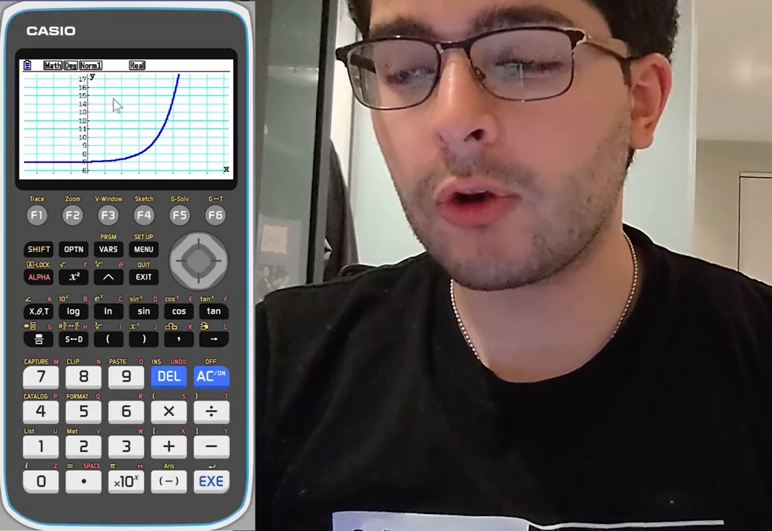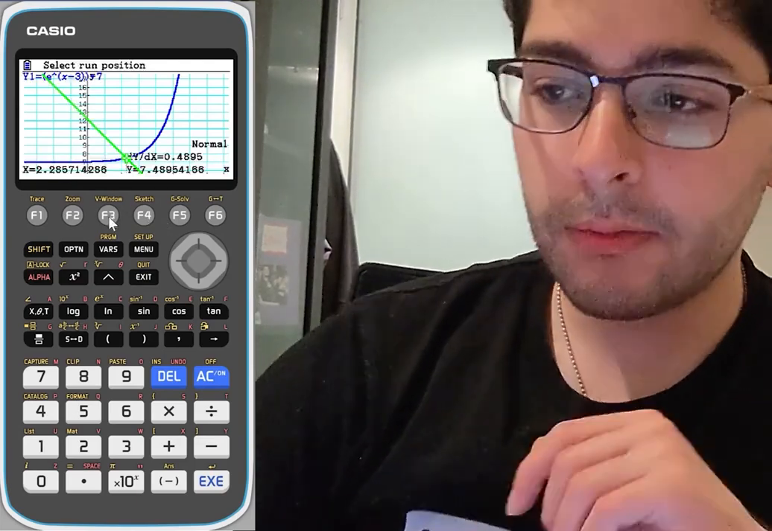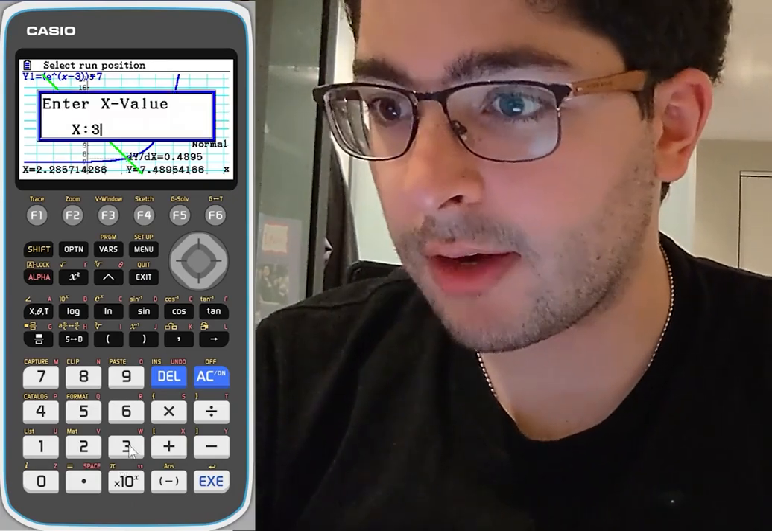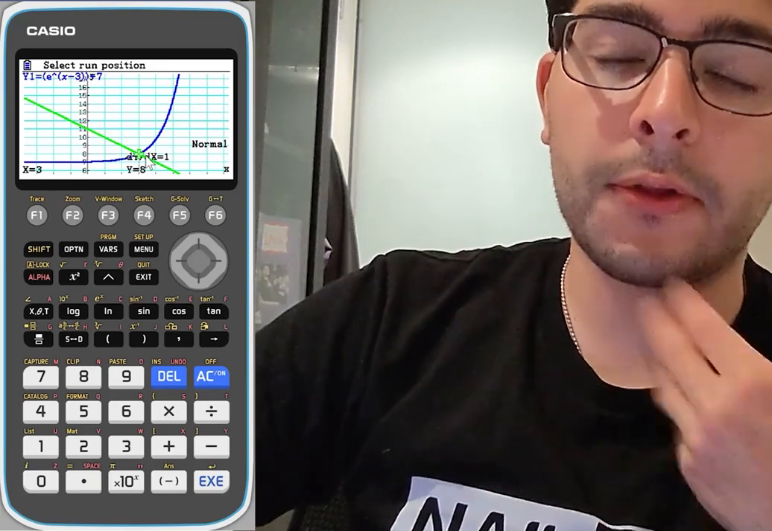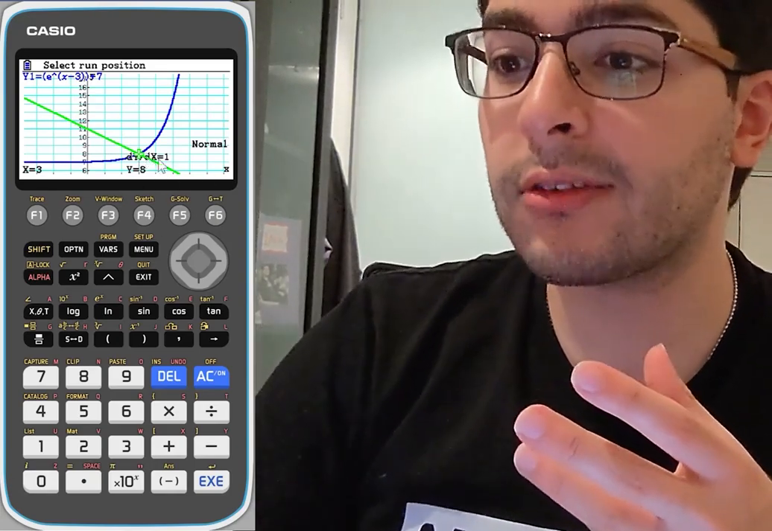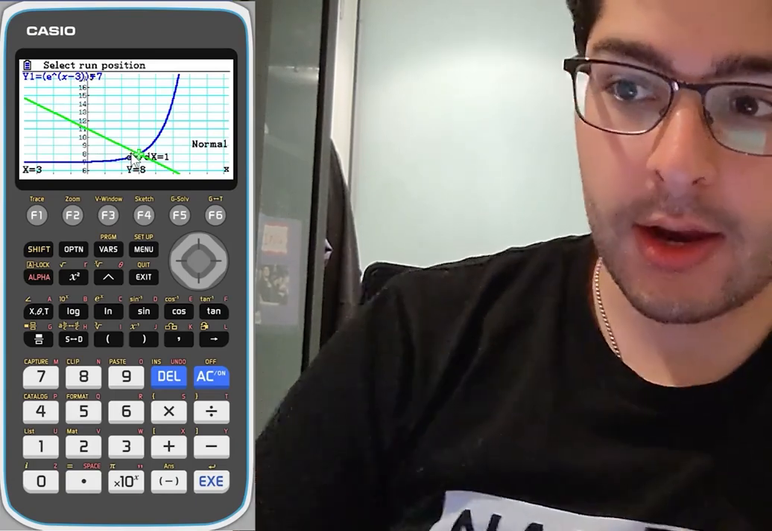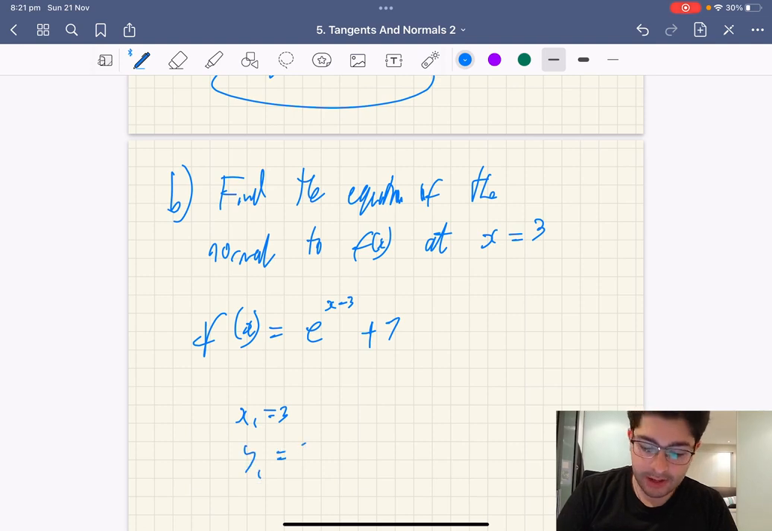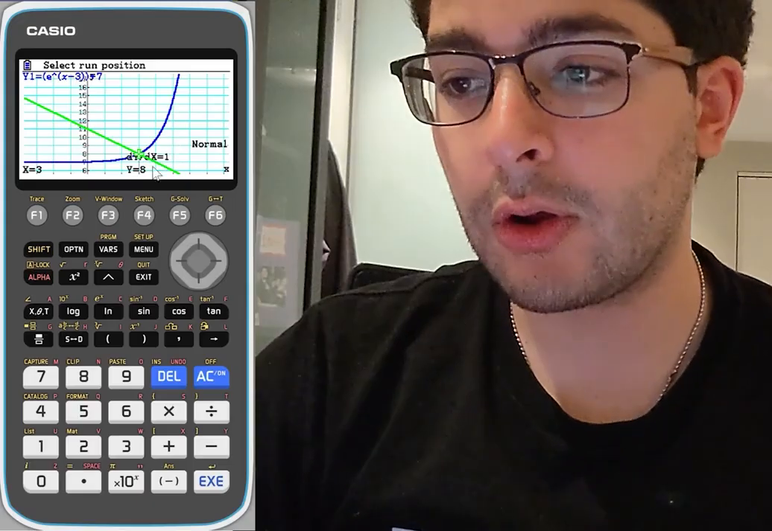Now, we've still got a good old graph here. What we can do is go sketch and then sketch the normal of it through norm, and then put in the x coordinate, which we know is 3, and press enter. However, the dy on dx value is not the gradient of the line. The dy on dx is still just the derivative at that point. So we know that our x1 and y1 are the same. x1 is 3, y1 is 8, but the m will be different. So f dash of 3, we know, is 1, as given over here.